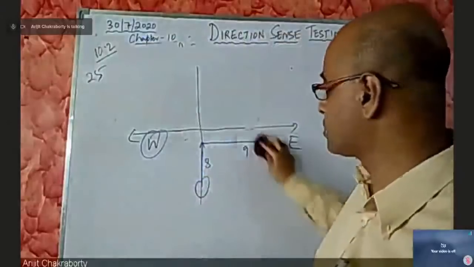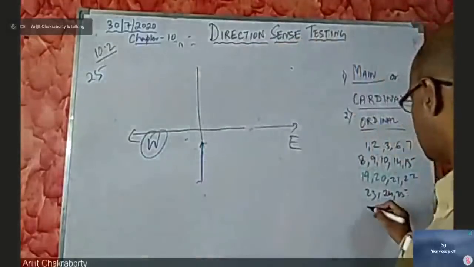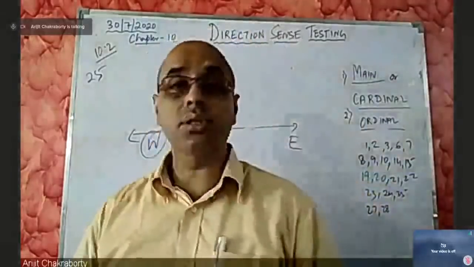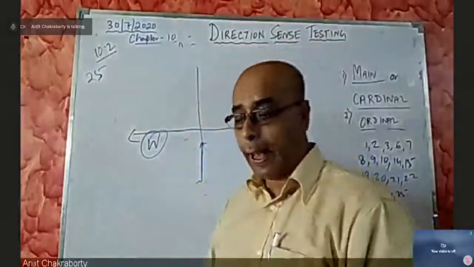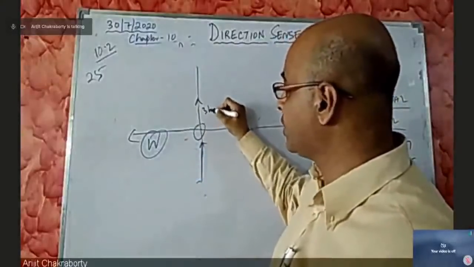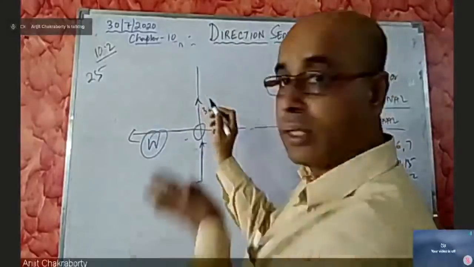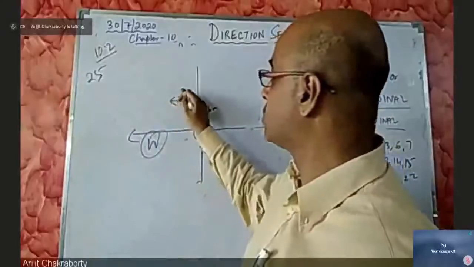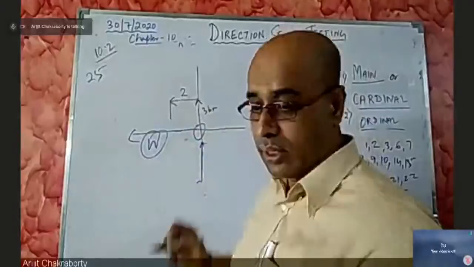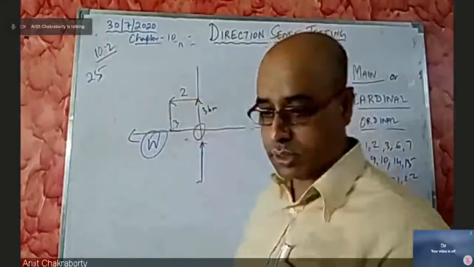Number 27, let's see what this question asks. 27 and 28 now we shall take up. 27 says, A walks 3 kilometers northward and then turns left. So A starts from here, goes north for 3 kilometers and then turns left and goes 2 kilometers. Turning left means going towards the west. 2 kilometers. He again turns left. So here again turning left and goes 3 kilometers. So he comes back here, 3 kilometers.